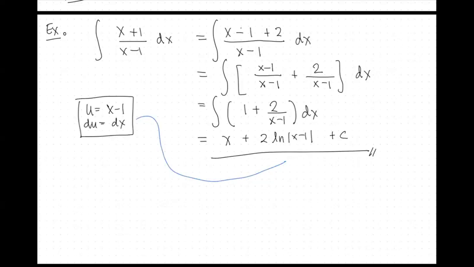But if you are already okay, you can just neglect this or leave this and go directly to this part. Okay. Continuing with a few more examples. All right.